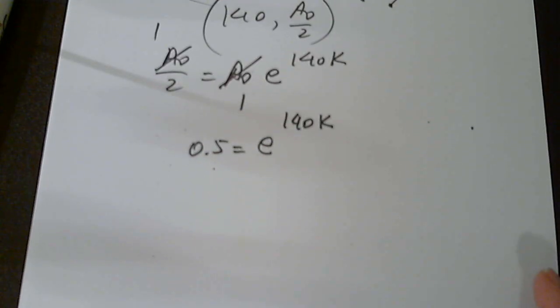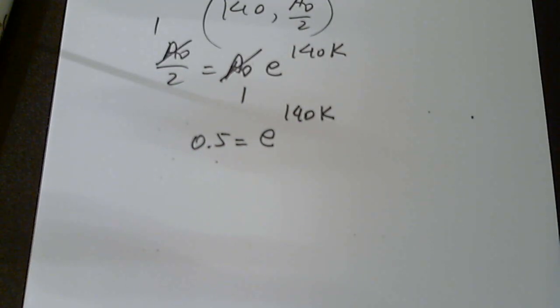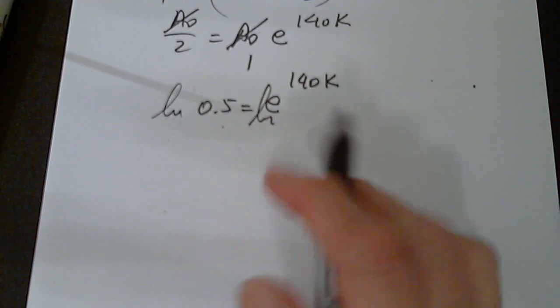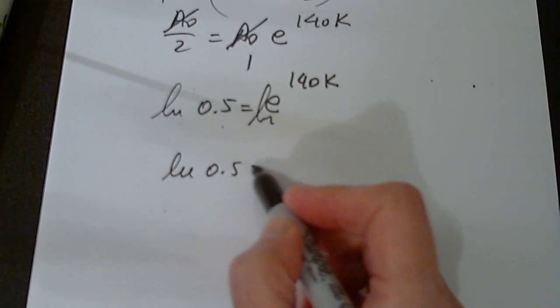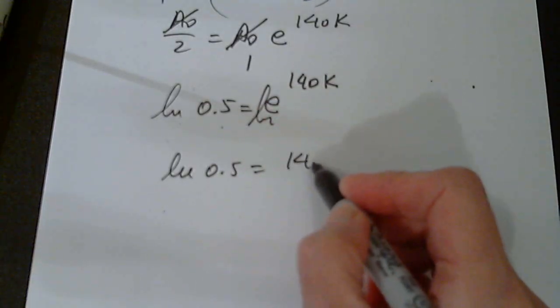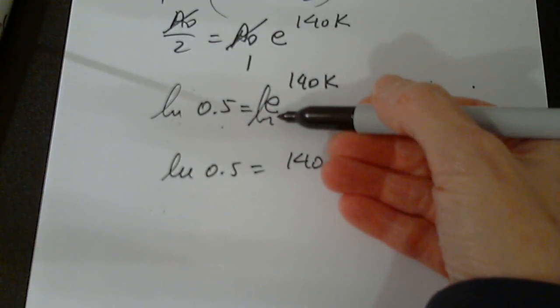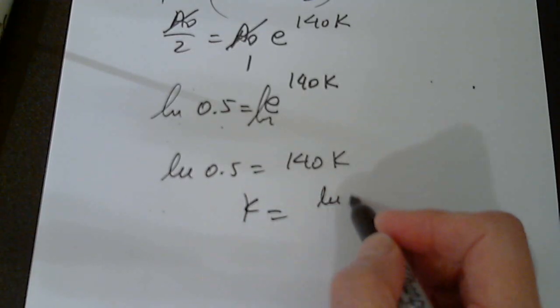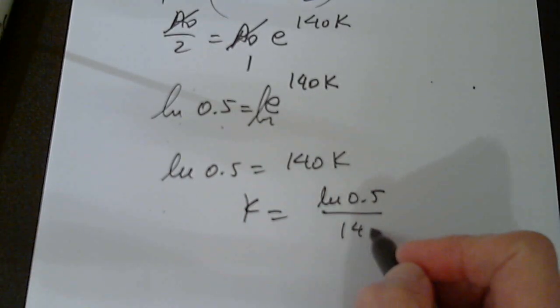As you see, the same steps over and over. How do I solve this equation? You will have to do the natural log on both sides. Yes, excellent. We apply natural log to both sides. We have natural log of 0.5. Here I bring down 140k. I know the natural log of e is 1. I divide by 140, so k equals natural log 0.5 over 140.